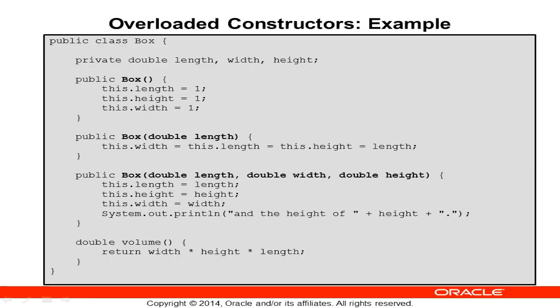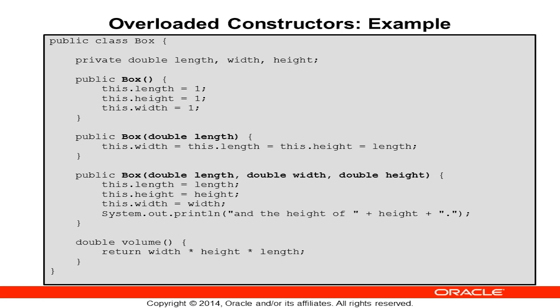So here we have an example that demonstrates our overloaded constructors. So there's actually 3 overloaded constructors, and it's all based on the number of arguments. We have the first one, which is no arguments. We have public box, and it sets the length, height, and width of our box class.